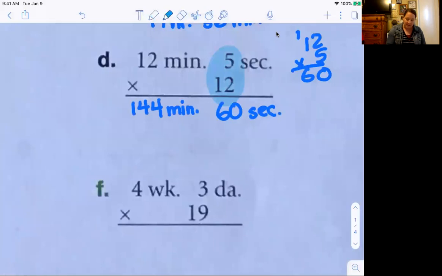I didn't highlight that one. Let's do that. If you have 2 different highlighters and you like to do math in color like I do, go right ahead, guys.